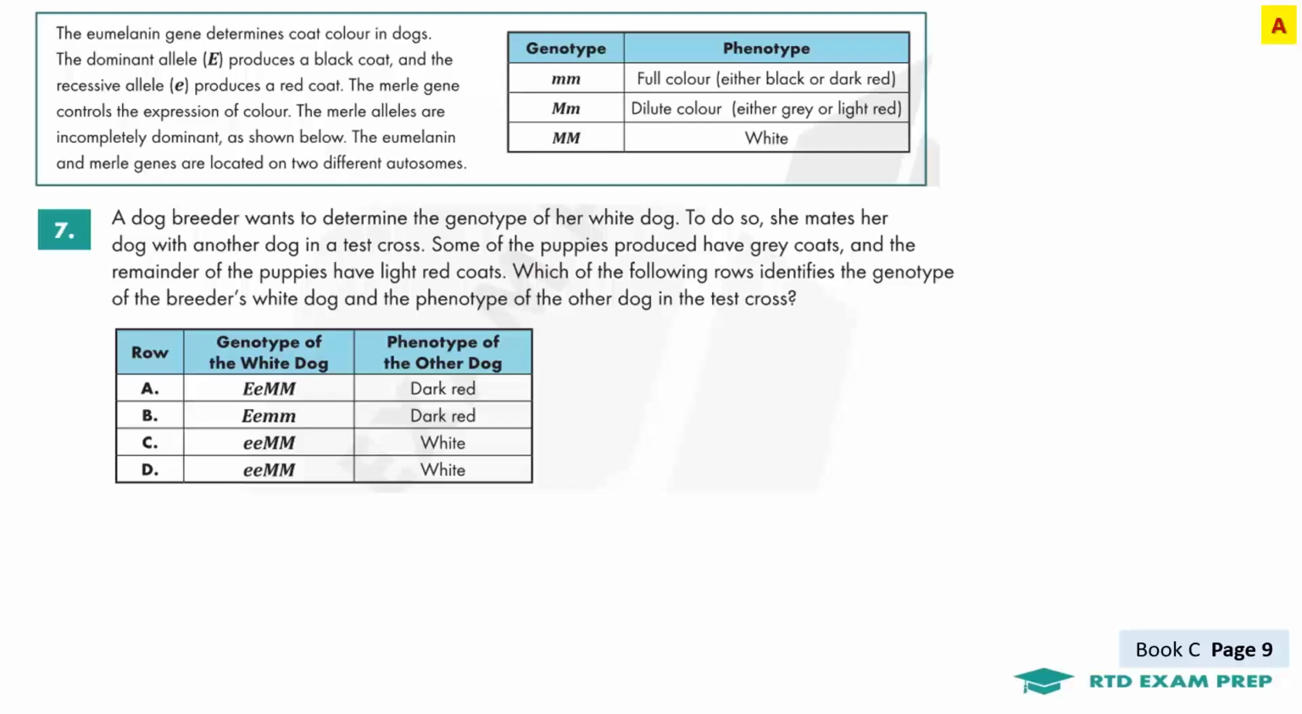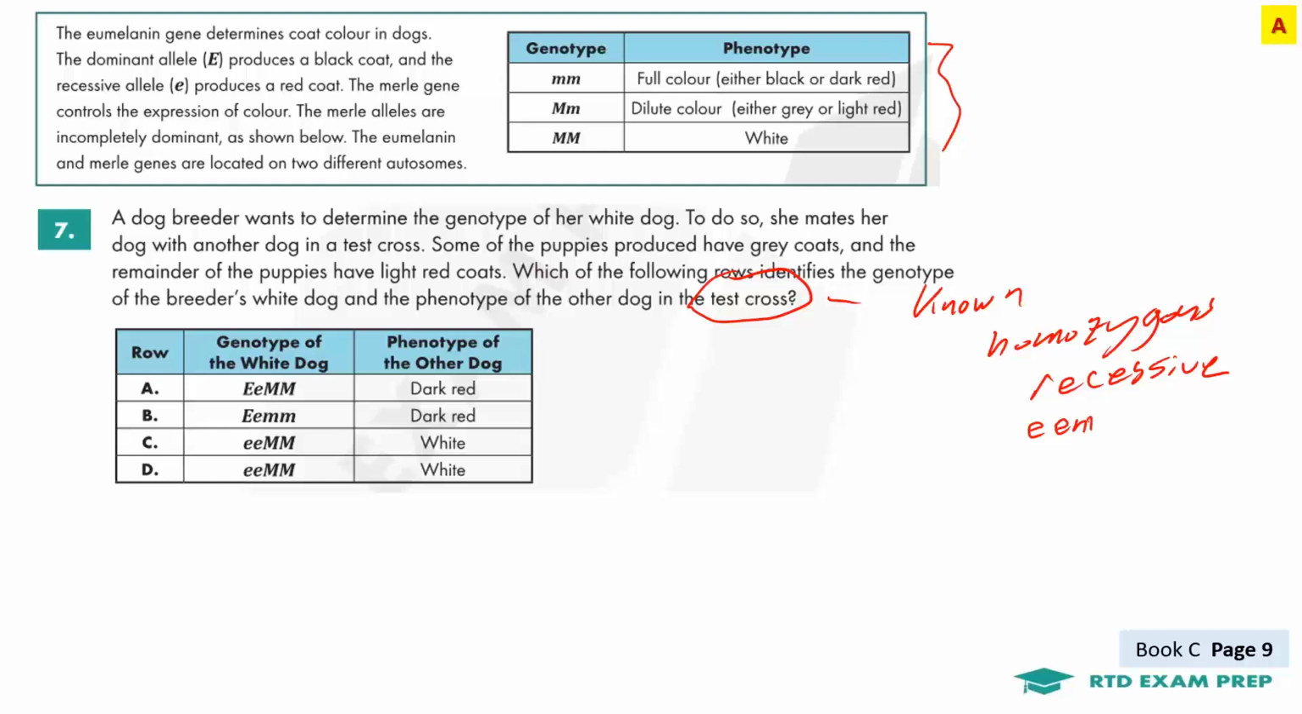So in continuing with the information that was given to us, we're still looking at the Humulin and the Merrill gene. We're doing something in this one called a test cross. And a test cross is where you take a known homozygous recessive. If we're going a known homozygous recessive, that's going to be 2 little e's and 2 little m's, and that's going to produce dark red. A dog breeder wants to determine the genotype of her white dog.